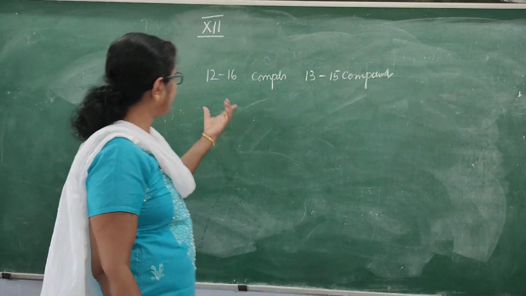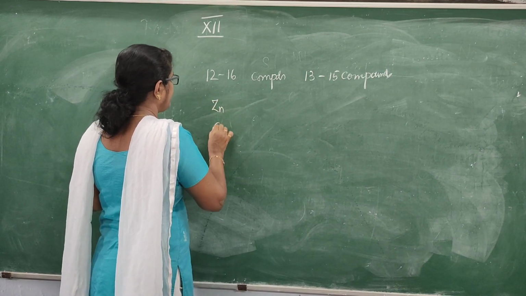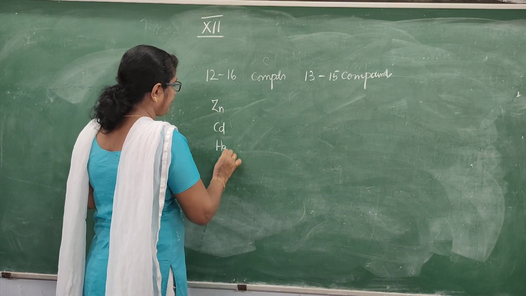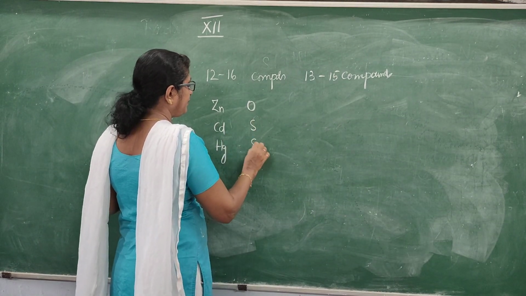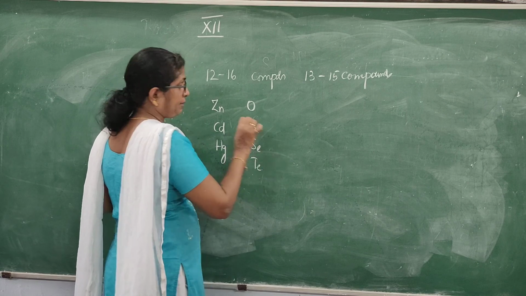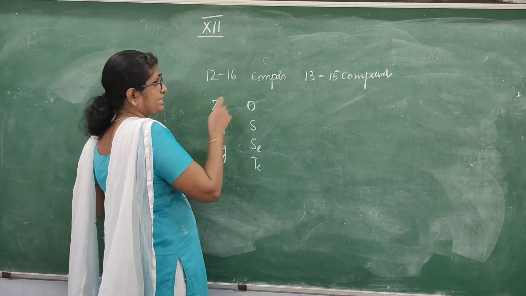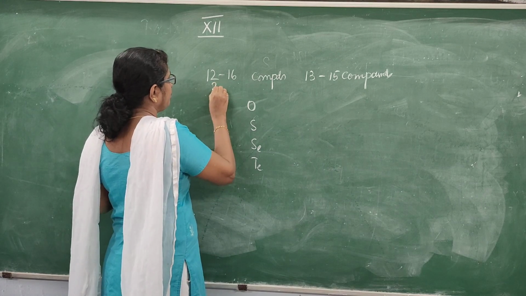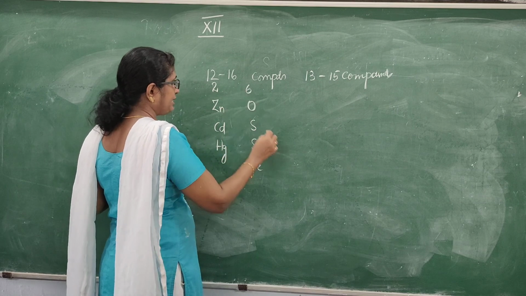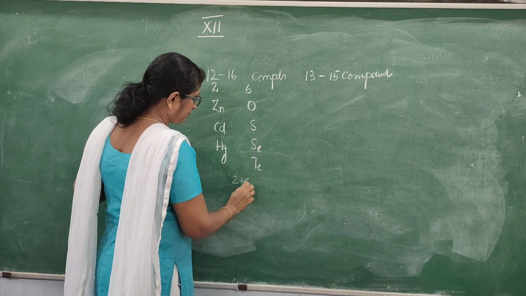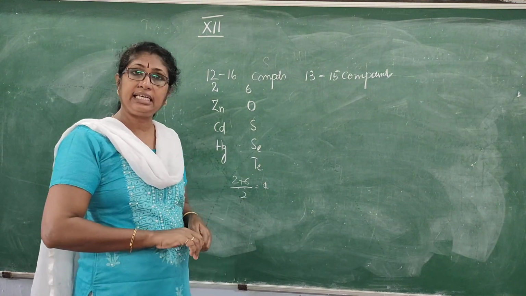For the 12-16 compounds, group 12 elements are zinc, cadmium and mercury. Group 16 elements are oxygen, sulfur, selenium, tellurium, etc. If we compare, group 12 valency is 2, group 16 it is 6. The average valency is 2 plus 6 by 2, that is equal to 4. So the average valency is 4.